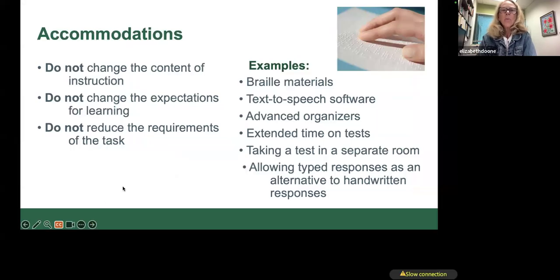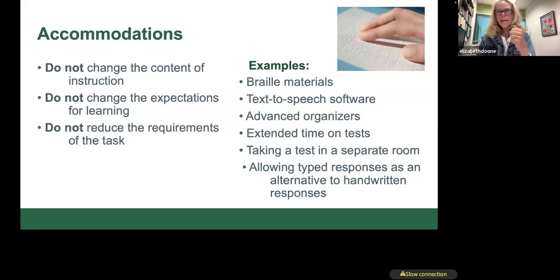So just a review, accommodations do not change the content. They do not change the expectations, and they do not reduce the requirements. So once you know that and you have that in your mind, you can address that question. That's unfair. No, it's not fair. I'm not changing the content. I'm not changing the expectations, and I'm not reducing the requirements.